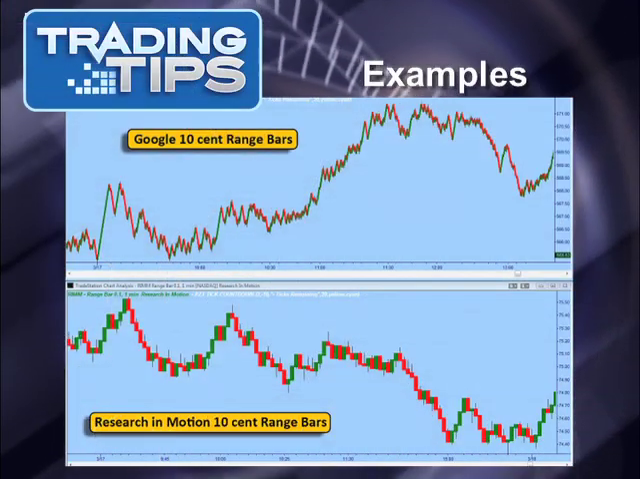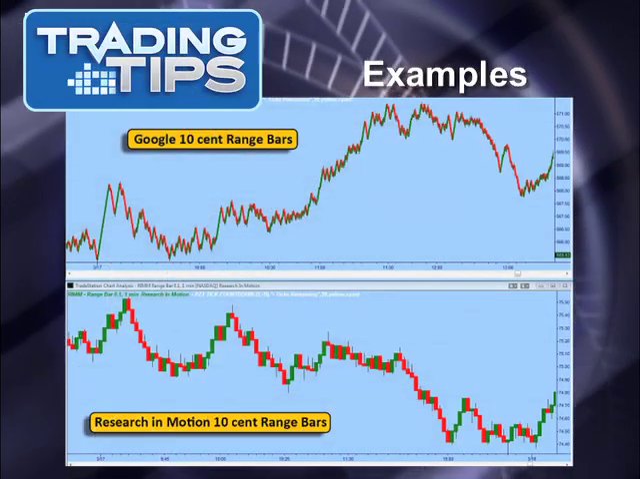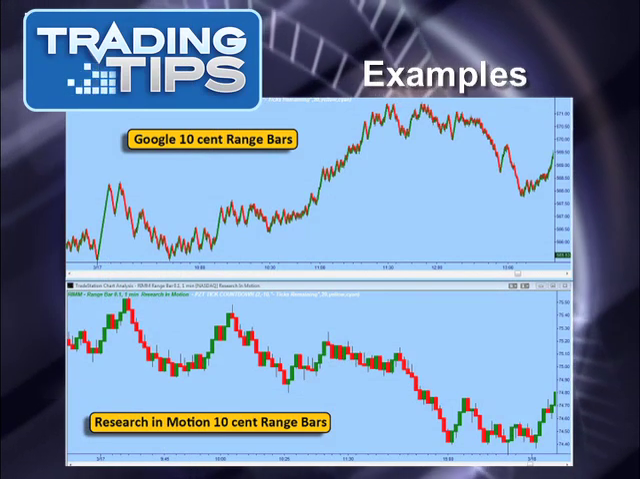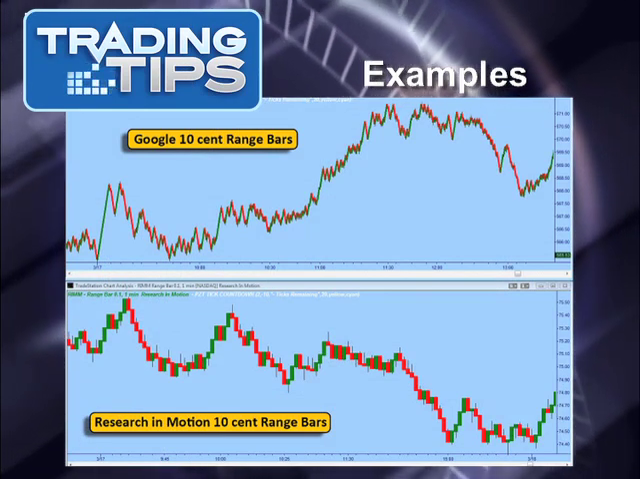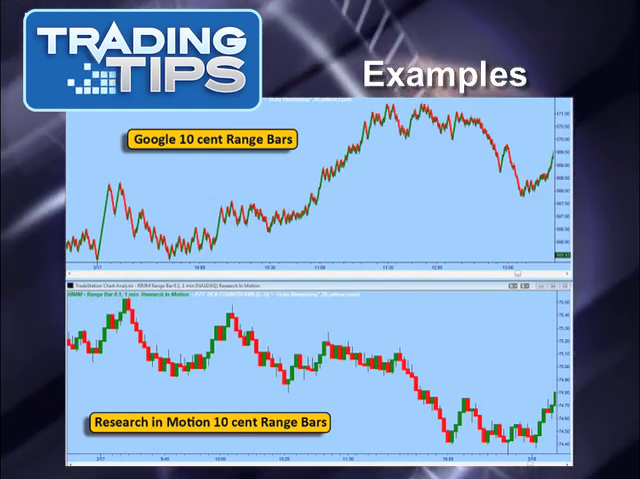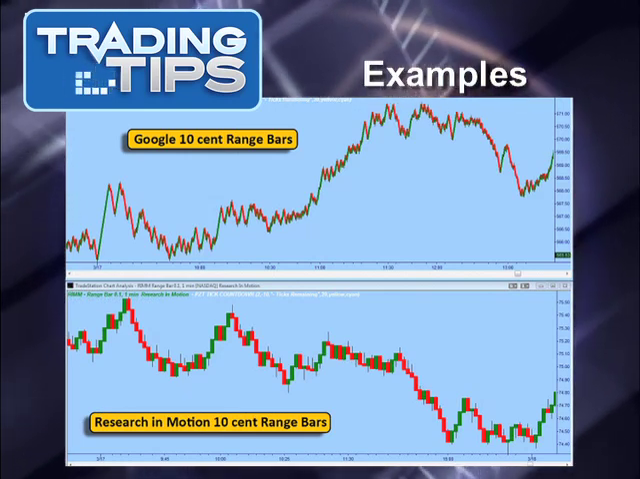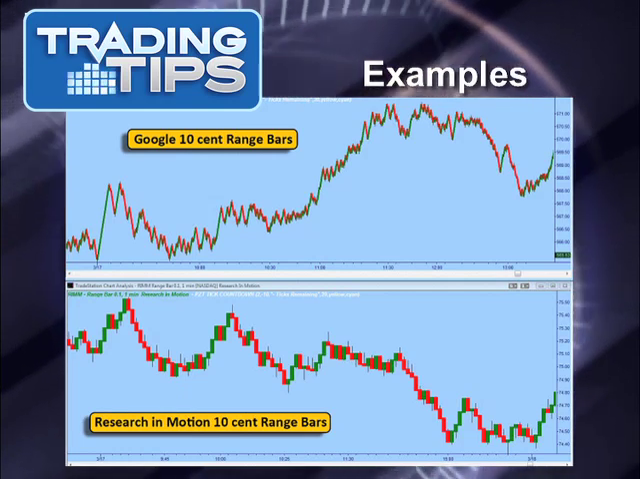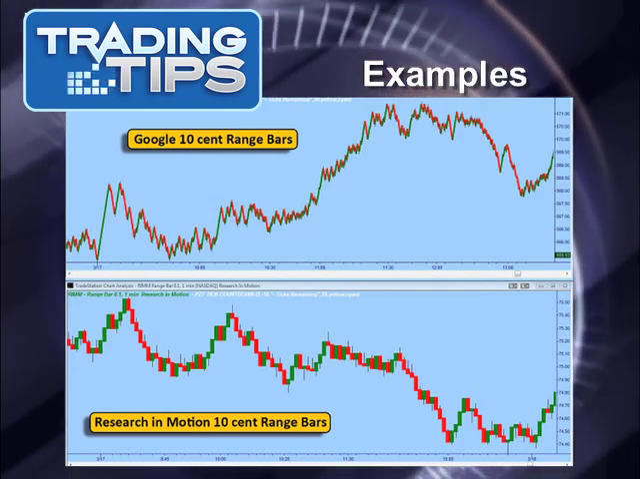Here's an example of two range bar charts. The top chart is for Google, ticker GOOG. The bottom chart is for Research in Motion, ticker RIMM. Both show a day's worth of trading, and both have the predefined range of 10 cents. That means every time the stock breaks to a new 10-cent barrier, a new bar is created.